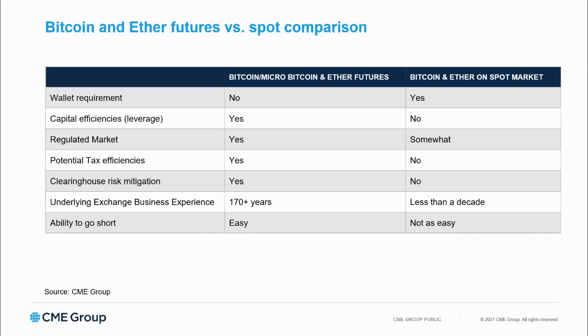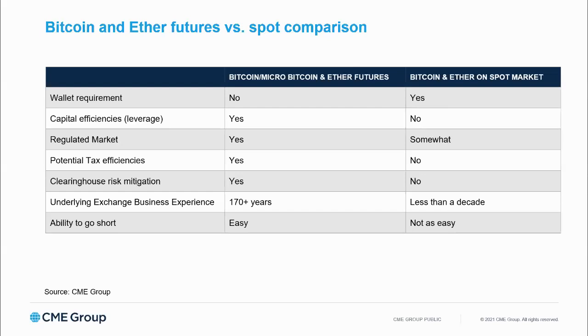And then here's a quick look at the Bitcoin and Ether futures versus their cash counterparts, their spot products. When you look at the futures products that we offer, there's no wallet requirement for trading Bitcoin, micro Bitcoin, or Ether futures, whereas on the cash side, there is a wallet requirement. Our products are leveraged, so there are capital efficiencies when trading CME Group cryptocurrencies versus the cash. In terms of a regulated market, we are a regulated exchange, and the cash cryptocurrency regulation is still in flux. So the regulation is still being worked out, and we don't know what that landscape is going to look like.